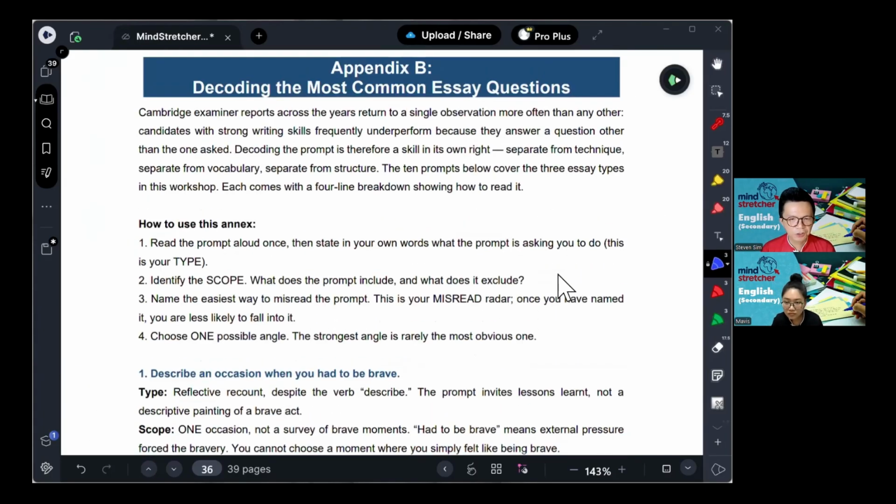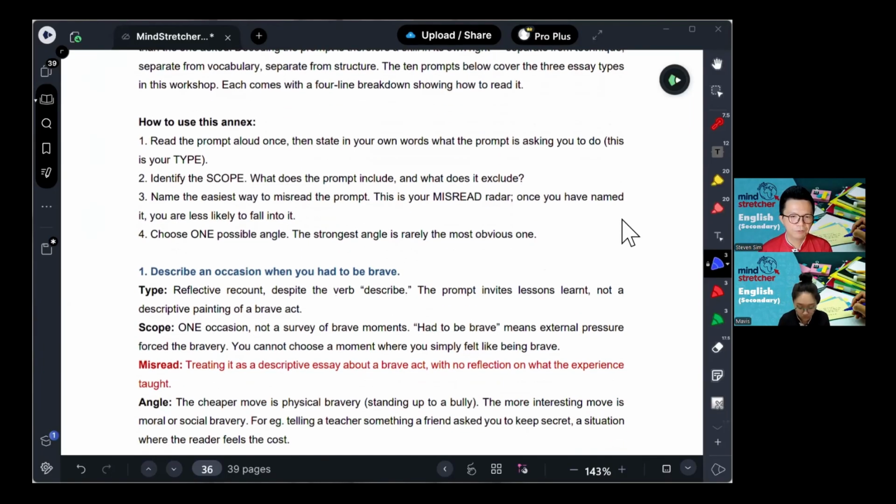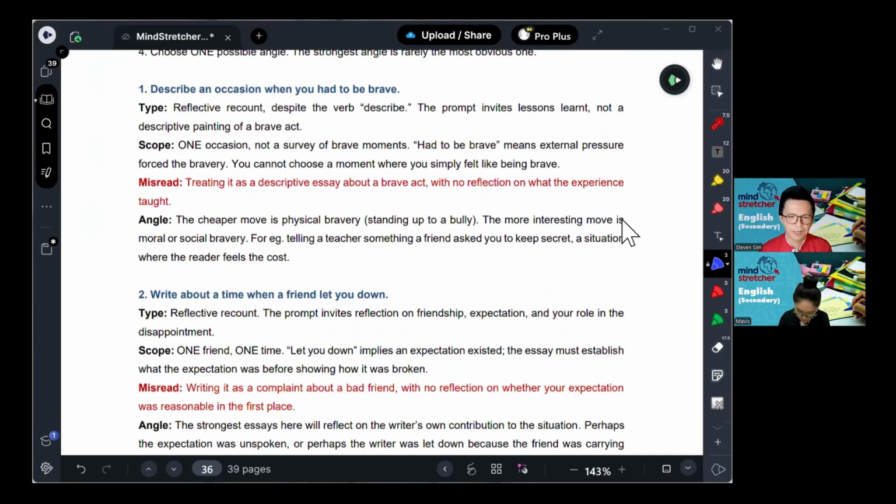I also need to show you this one. The most common essay questions which students encounter, and then the problems which they face. Okay, so what happens is that, for example, question 1, describe an occasion when you had to be brave, right? Okay, so although it says describe, it's not a descriptive essay. It's actually asking you to tell a story. So you tell the story, and then you had to be brave.